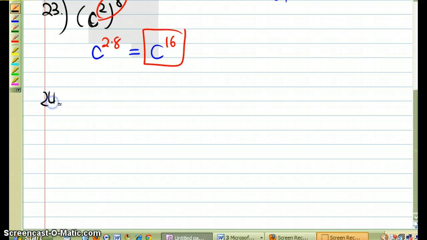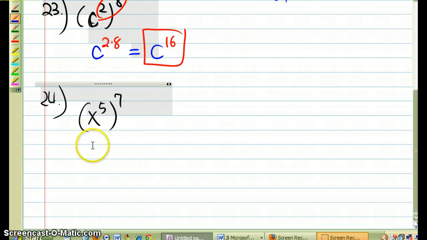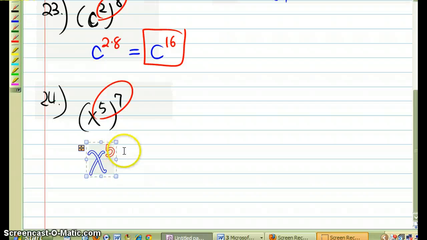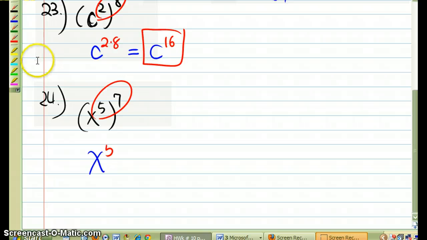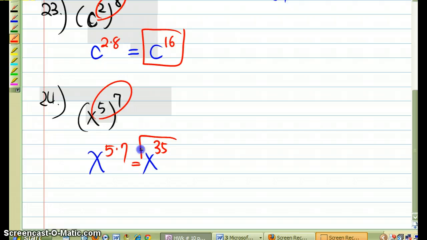Number 24, I have x to the 5th power, all of that to the 7th power. Very simple again. I'm going to keep the base x. A power to a power tells me to multiply the 5 and the 7, my exponents. And my final answer will be x to the 35th power. Pretty large power there. Good thing I don't have to multiply anything.